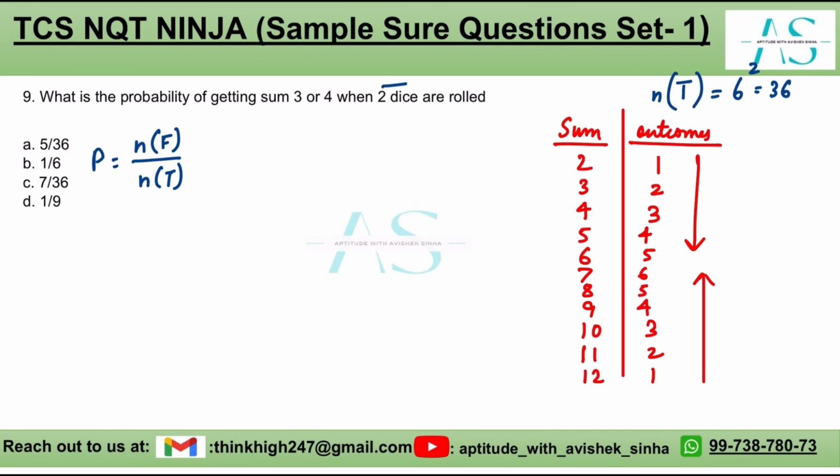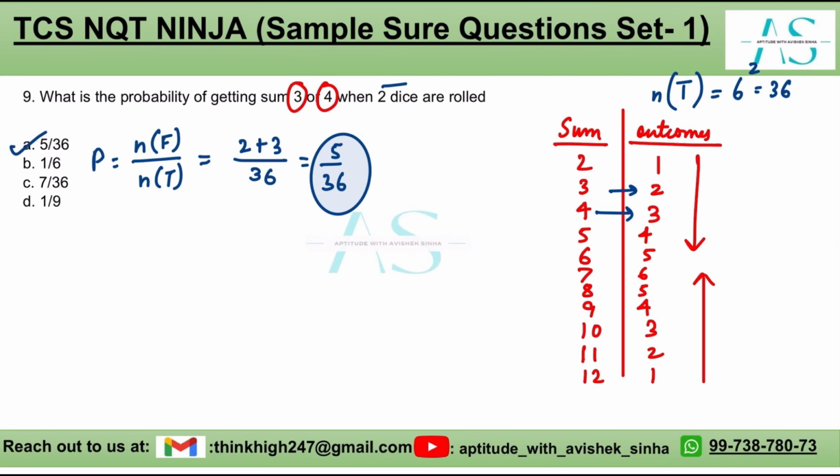Now, we are looking for a sum of 3 or 4. Sum equal to 3, we get how many outcomes? 2 outcomes. Sum equal to 4, we get 3 outcomes. So number of favorable outcomes is 2 plus 3. Number of total outcomes is 36. The answer is 5 upon 36. Option A is the correct fit. I hope this helps. A question on probability.